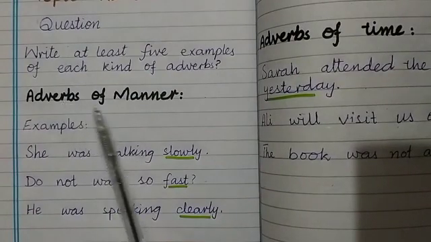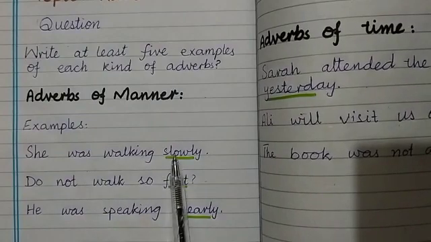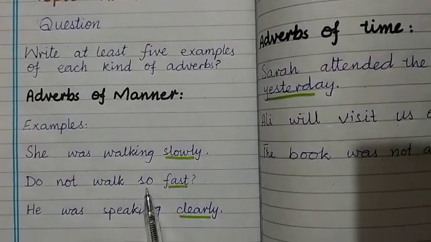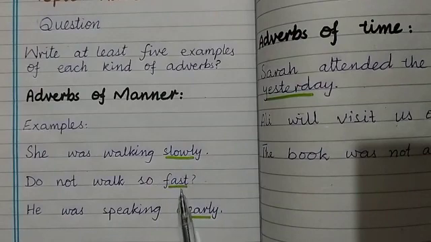First kind is adverbs of manner. Examples are: she was walking slowly. In this sentence, slowly is the adverb. Do not walk so fast. He was speaking clearly. In these sentences, slowly, fast and clearly are adverbs of manner. You will write sentence number 4 and 5 of your own.